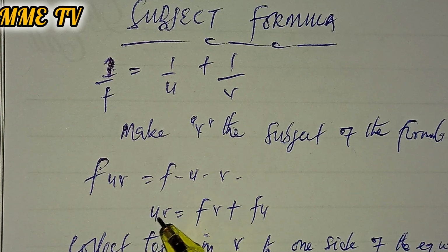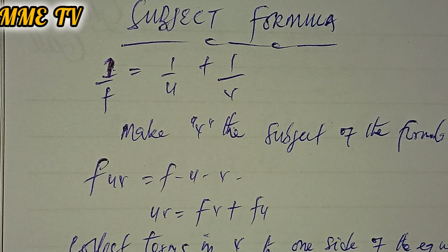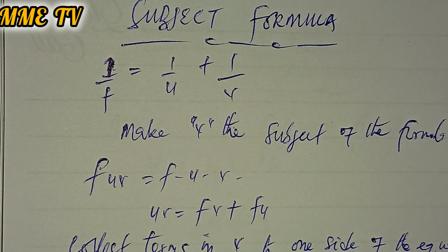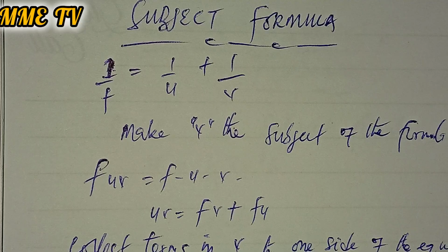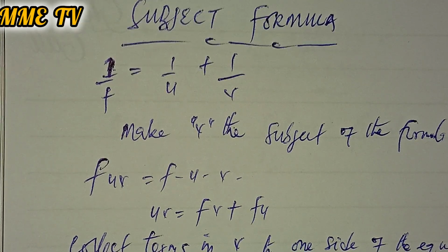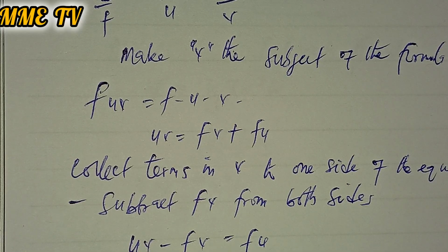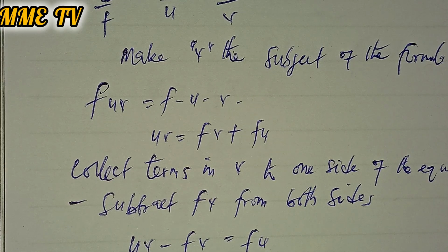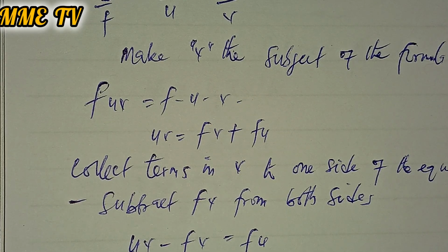Then, because we've gotten that, we collect the like terms in V to one side of this equation, which means that we're going to subtract FV from both sides. And subtracting FV from both sides, it means that what we'll be left with is UV minus FV is equal to FU. Now we are going to factorize the one on the left-hand side.